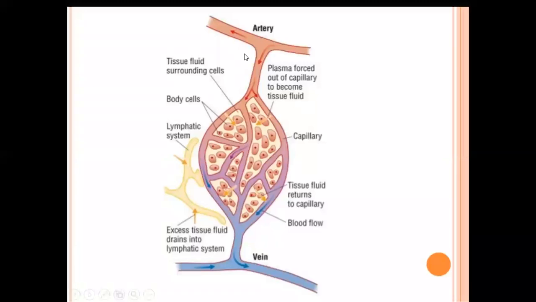So here you can see artery, capillary network, and vein. At the arterial end, as the pressure is high, the plasma is forced out of the capillary to form the tissue fluid. It surrounds the cells and the tissues. Then at the venous end, it is going to return back into the vein, but the excess tissue fluid drains into the lymphatic capillaries, and this forms the lymph.